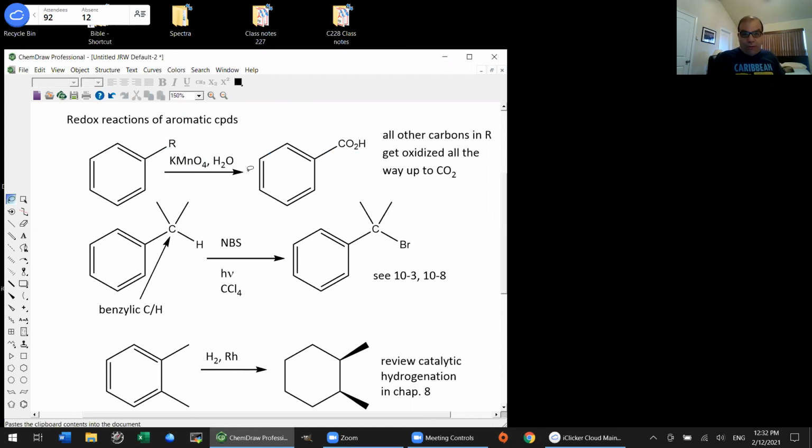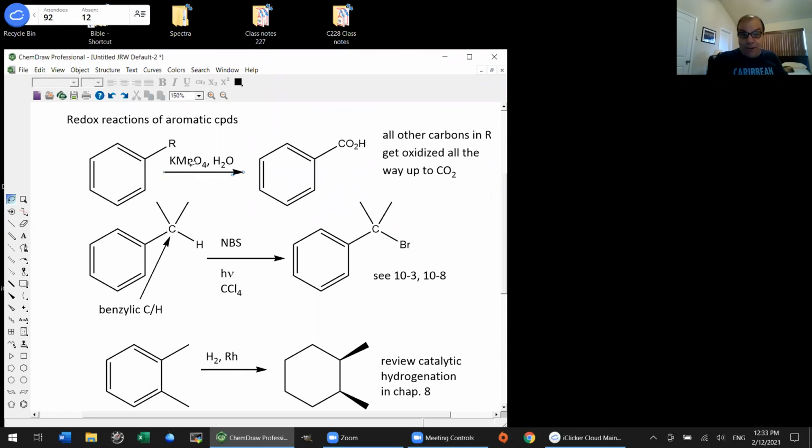The carbon in the alkyl group that's directly attached to the benzene ring becomes the carboxylic acid carbon. Any and all other carbons get chewed up and oxidized all the way up to CO2. So that's the only organic product. So again, the carbon that winds up in the carboxylic acid carbonyl used to be the one carbon that's attached directly to the benzene ring. That's the one that becomes the carboxylic acid carbonyl. Any and all other carbons in the alkyl group get oxidized all the way to CO2.